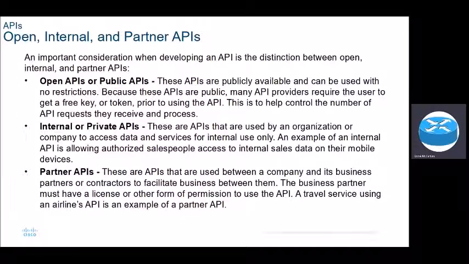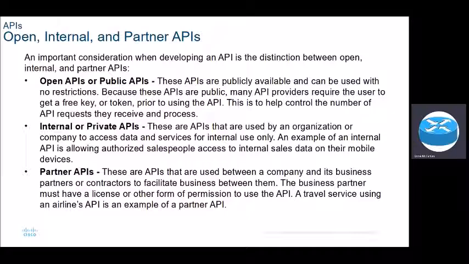There are different types of APIs: open, internal and partner APIs. Open APIs, or public APIs, are publicly available and can be used with no restrictions. Because they're public, many API providers require the user to get a free key or token prior to using the API. This is to help control the number of API requests they receive and process.